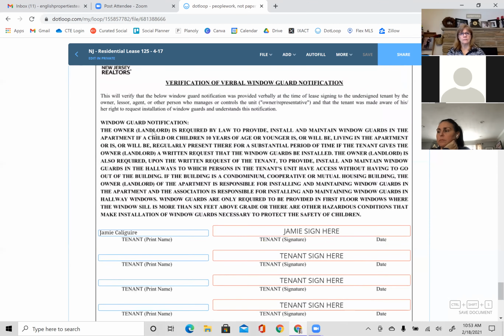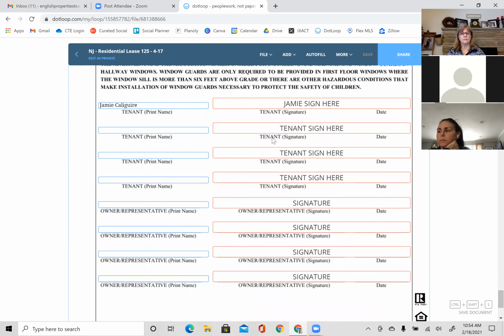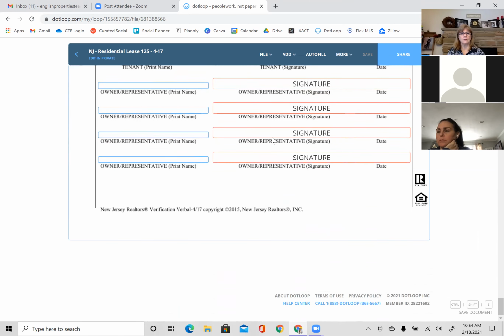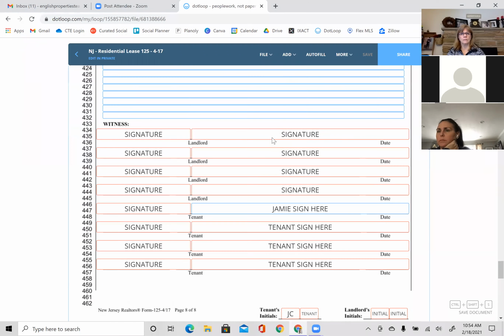Then this page here, this is the window guard notification. It goes into a little bit more detail about the verification of the window guard, so make sure the tenant and the landlord understand what those are. Do you guys have any other questions?